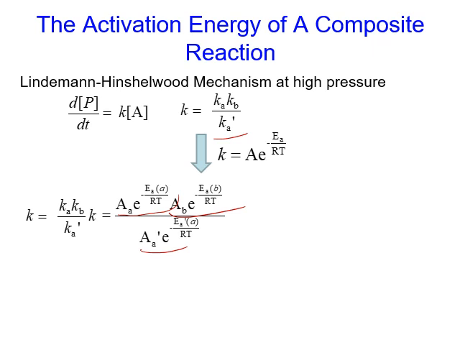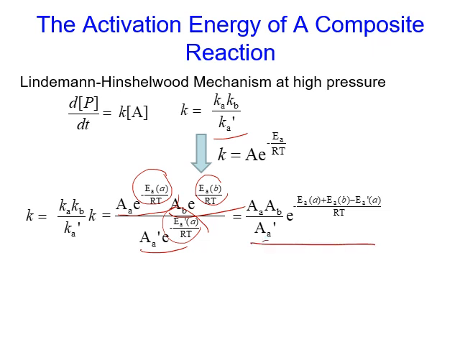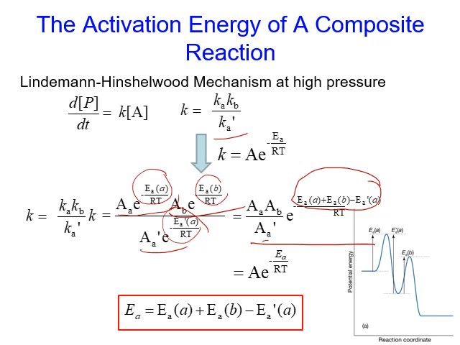Combine all the A constants together, and the powers add together when they multiply, minus this one when you divide by the exponential. So you have this equation, and this combination of E gives you the new activation energy EA. This is the total activation energy, which equals the first step plus the second step minus the reverse step for the first step. You have seen this in the last chapter.